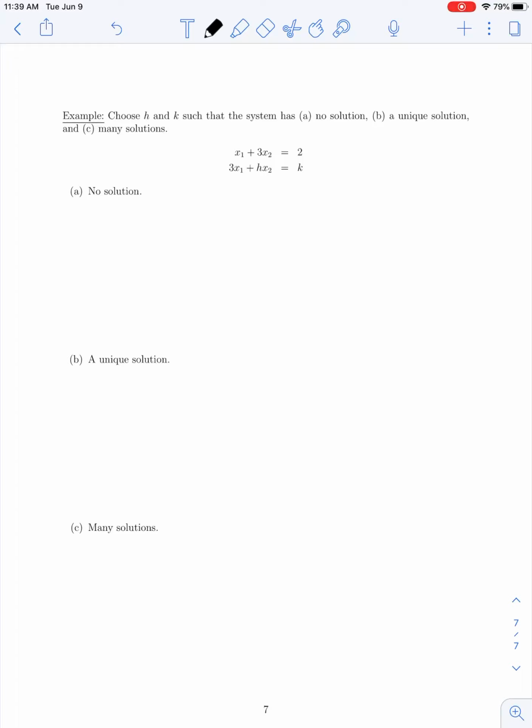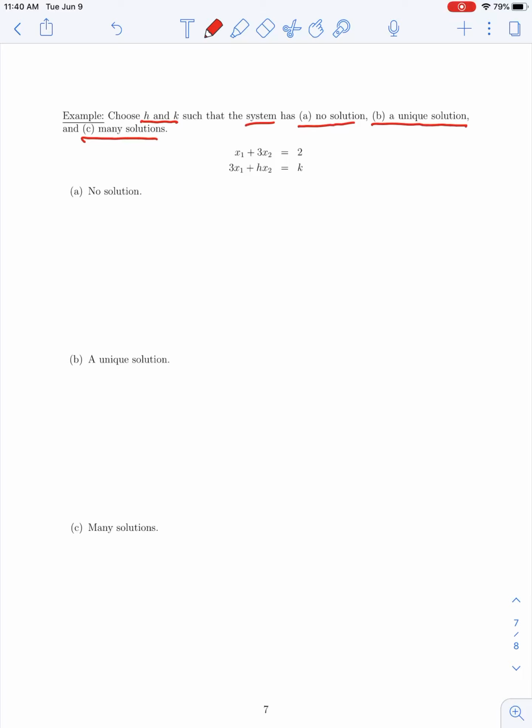In our last one, we have a problem which is very similar to some of your 1.2 homework problems. And we are asked to choose values of constants h and k such that the system, which we're given below here, has either A, no solution, that is, it's inconsistent, B, a unique solution, that is, it has only one solution, and C, that it has infinitely many solutions.